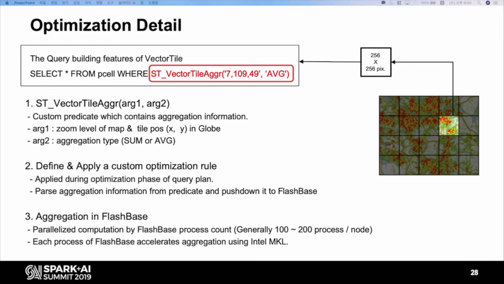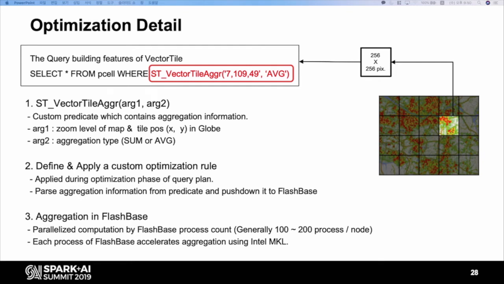So let me explain optimization detail. When a client requests one vector tile, this query is executed. The unfamiliar form such as the vector tile AGGR is a custom predicate that we define, which contains aggregation information. The reason why we define a custom predicate is that predicates are pushed down to data source relation, so we can use them in data source RDD of FlashBase.